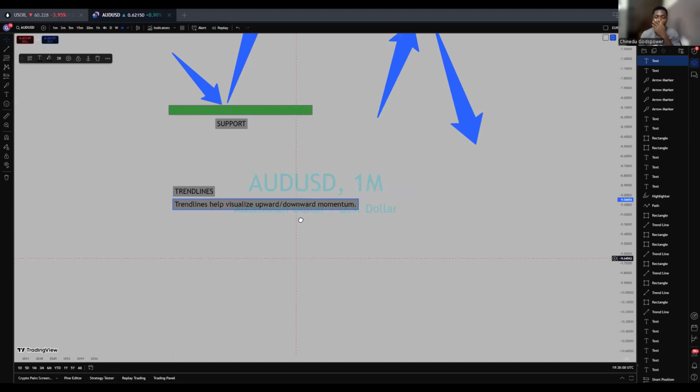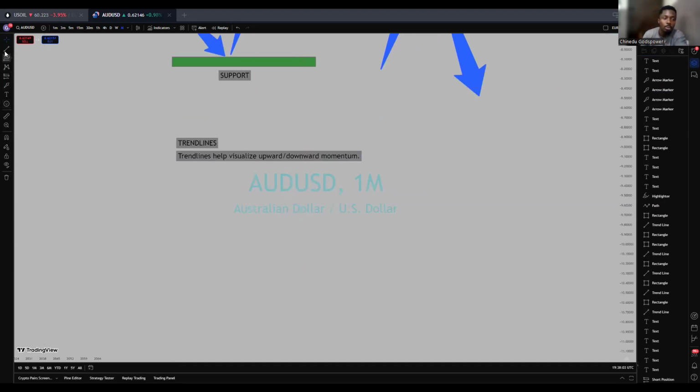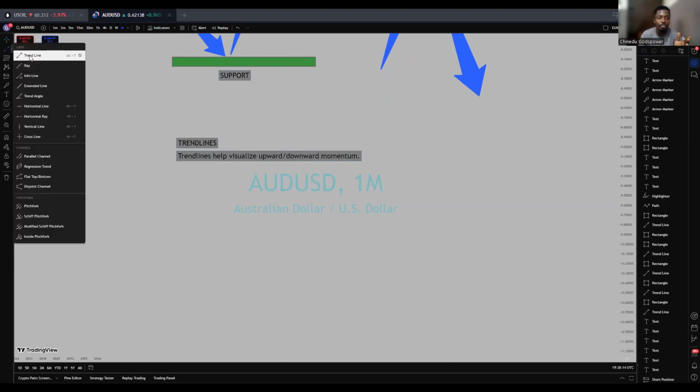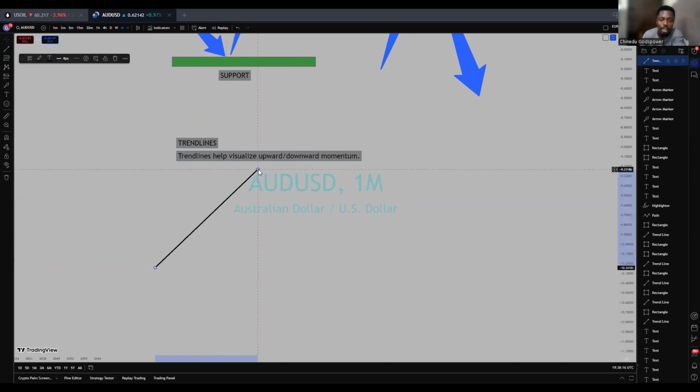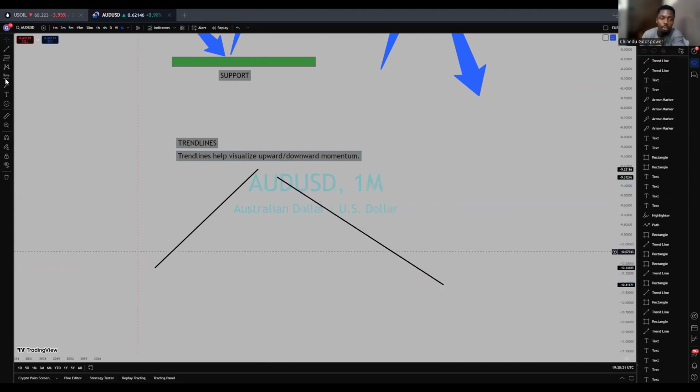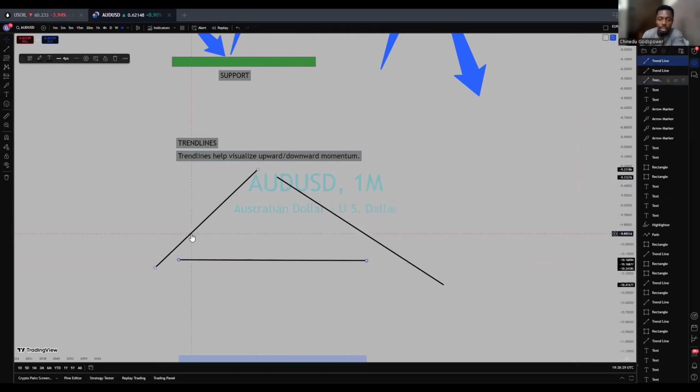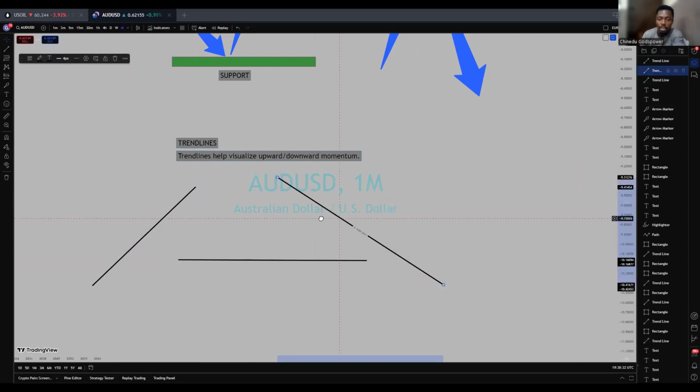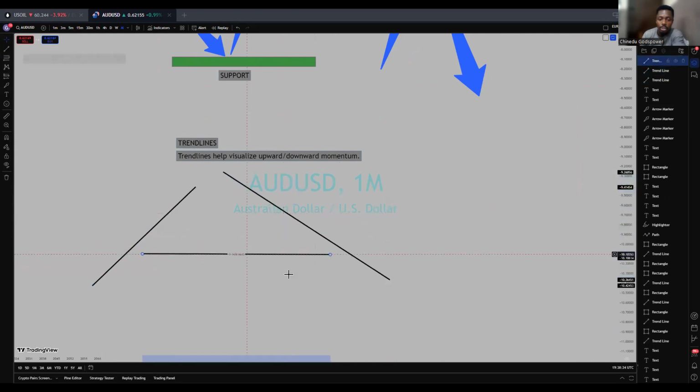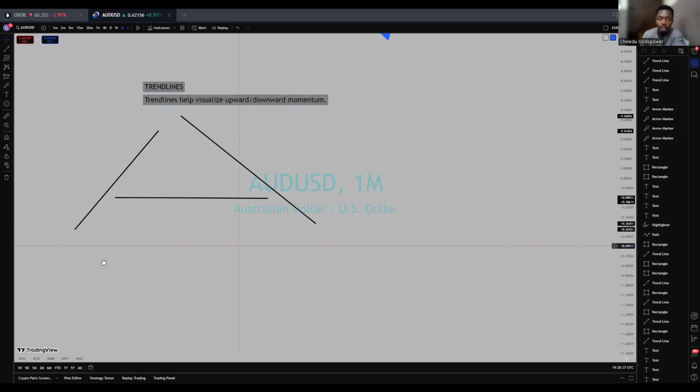A trend line helps visualize upward and downward momentum. So when you come to your TradingView, I know I've not taught you all about these tools, but on your left hand side, the upper corner of it, you see this tool. You see trend line here. So this is your trend line. It helps visualize upward or downward momentum. It can also be used for so many things, horizontal momentum too, when the market is in a range, but that's for another time. So your trend line can show upward movement, downward movement, and also horizontal movement.